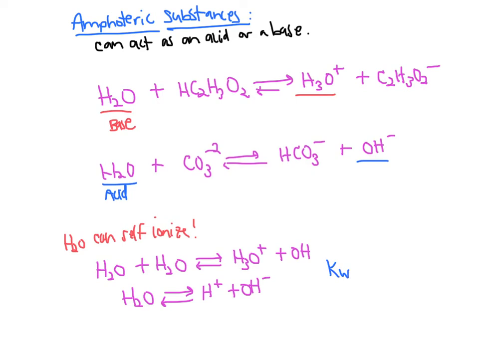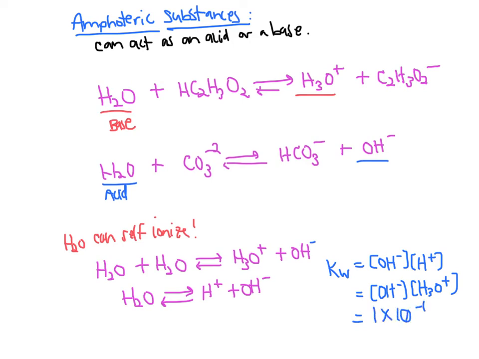We give a special K designation for water's equilibrium value, and we call that Kw. And the Kw of water is equal to hydroxide times hydrogen ion concentration, or you can say hydroxide, forgot the negative on there, sorry, times hydronium concentration. It's going to be the same thing. And that value has a measurable number, 1 times 10 to the negative 14. So you need to know the Kw for water.